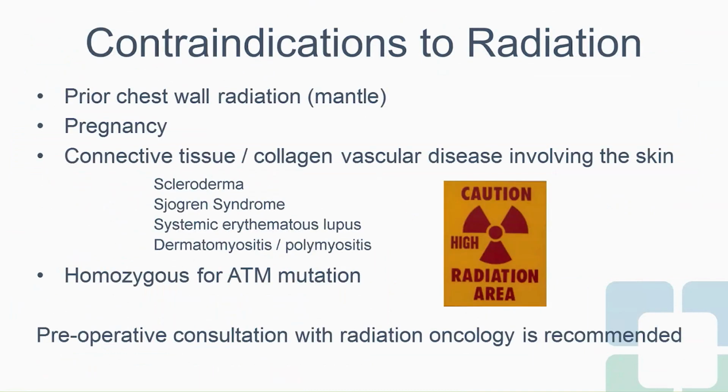What are some contraindications to radiation? Well, as I mentioned before, any prior chest wall radiation, pregnancy, and connective tissue or collagen vascular disease that can involve the skin. So again, going over with the patient, any history of scleroderma, Sjogren's syndrome, lupus, dermatomyositis, or polymyositis. In these patients, radiation can cause those conditions to worsen or flare up, so radiation might not be the best treatment option with a lumpectomy for them.